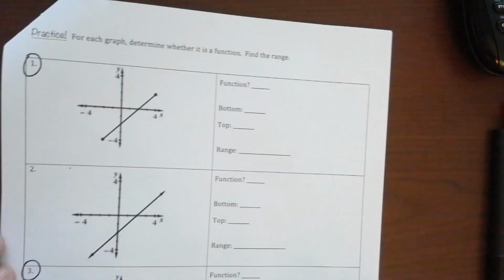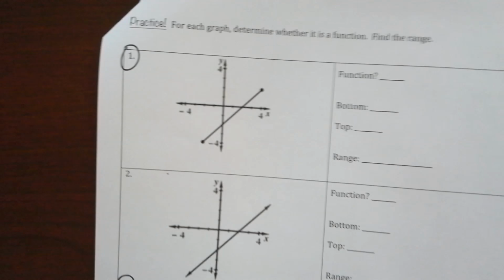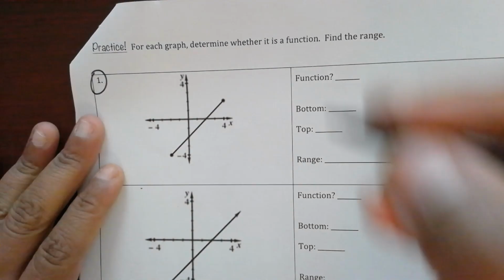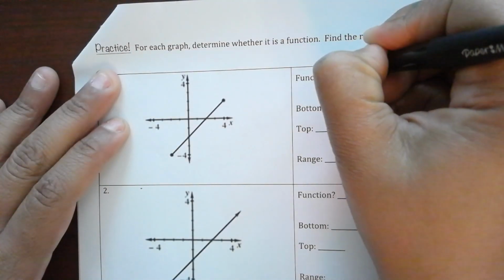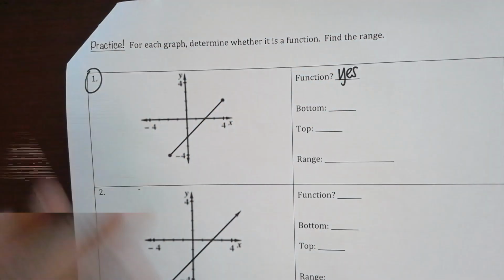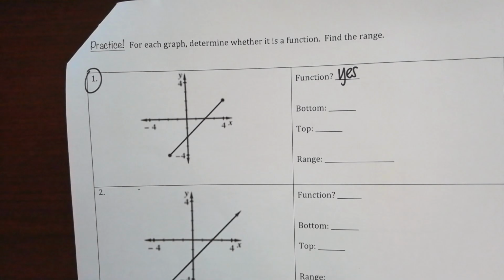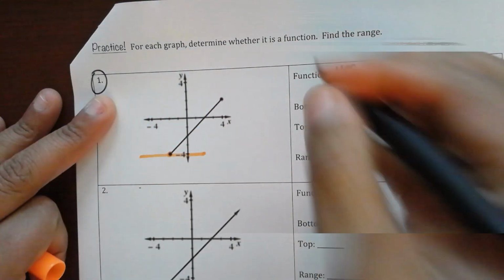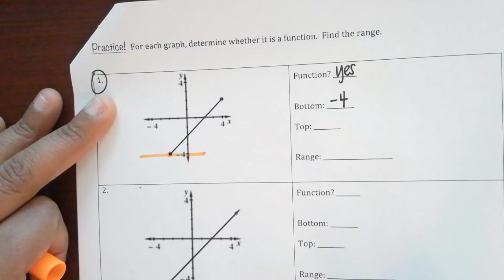It says, is this a function? Is number 1 a function? Yes, because it does what? Passes the vertical line test, absolutely. I'm looking at the bottommost number. What is that? Negative 4 because of this point right there. Most people got that with no problem.